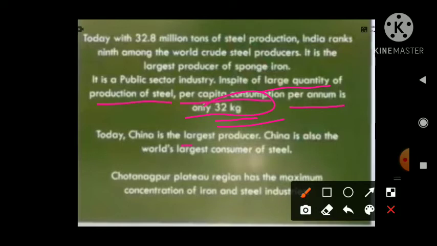Today China is the largest producer. China is also the world's largest consumer and producer of steel. So China is far more developed than India.